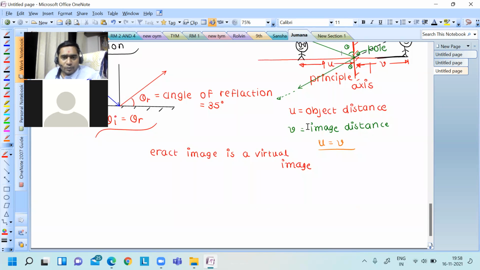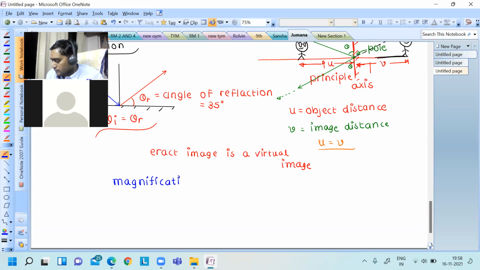And one more thing, if it is asked about the magnification, the formula of the magnification is nothing but the image distance over the object distance.